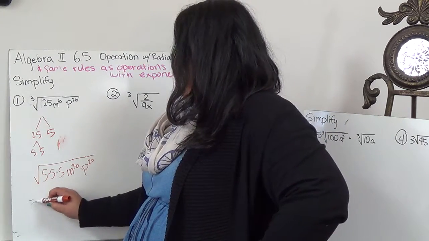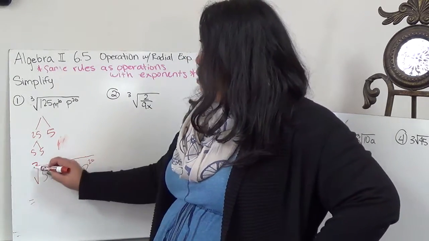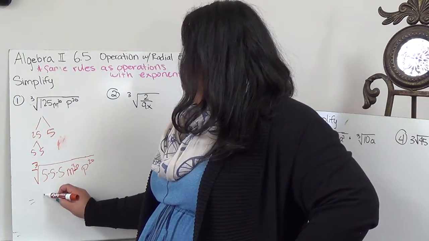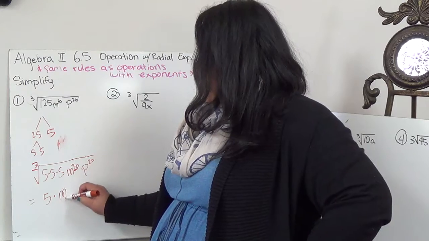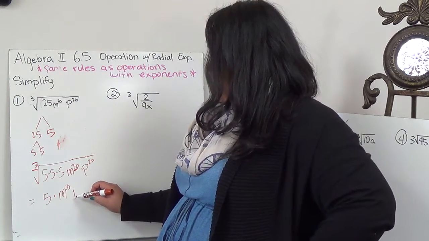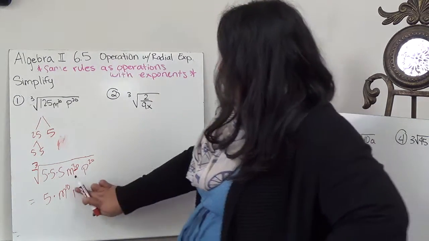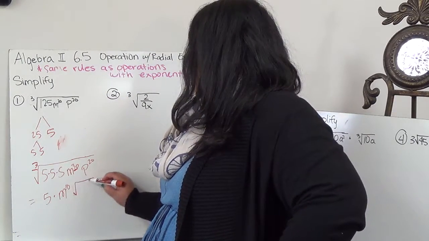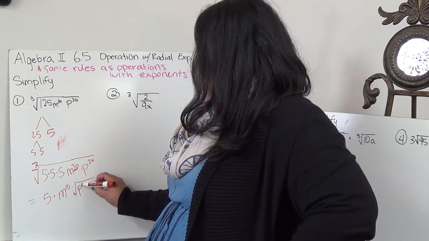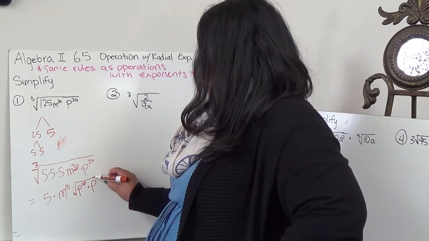And just like I said last time, when we're dealing with these variables, I just take this number and divide it by my index to get what I can bring outside. So this would be 5 I can bring out. I can bring out m to the 10th, right? 30 divided by 3, and p to the 20 divided by 3 is not even. So what I'm going to do is p to the 18 times p to the 2.